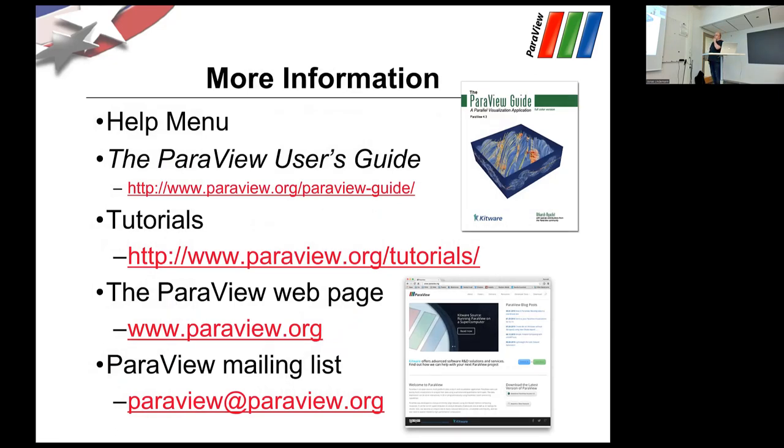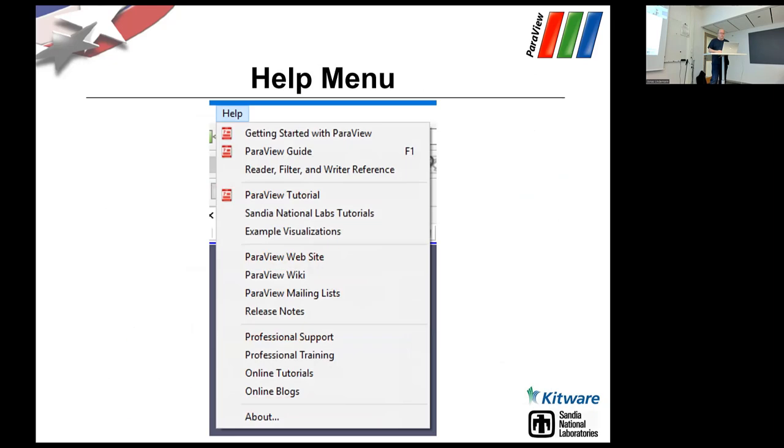There are also some resources here on how to get help. There is an excellent guide called the ParaView User's Guide that goes through steps on how to do the visualization. There is the tutorials part here, where you can go through some standard data sets and do the visualization of those. And of course, the main page is the ParaView.org homepage, where you can download the application as well. There is also a help menu in the program for a lot of the things that you want to do. So as you can see, there's a ParaView tutorial, getting started with ParaView.